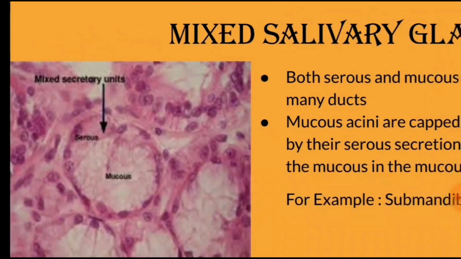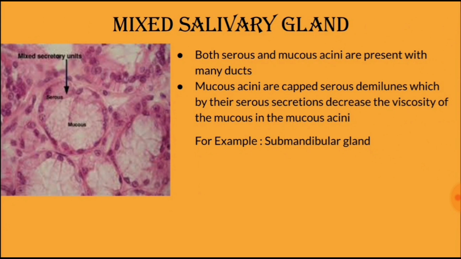Okay, so the serous secretions decrease the viscosity of the mucus in the mucous acini. So mucous acini is said to be very thick compared to the serous acini. So the serous acini secretions decrease the viscosity or the thickness of the mucus that is being secreted by mucous acini. So the gland which secretes this mixed salivary secretions are the submandibular glands.